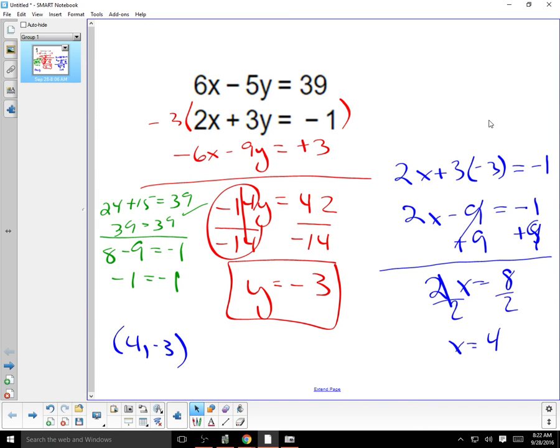There can't be any other options because it's 2 lines, right? It only crosses at 1 point. Questions there? No? I'm going to take that as a no.